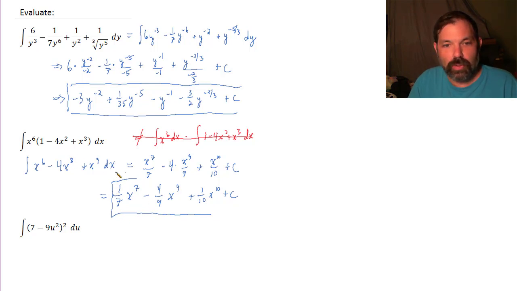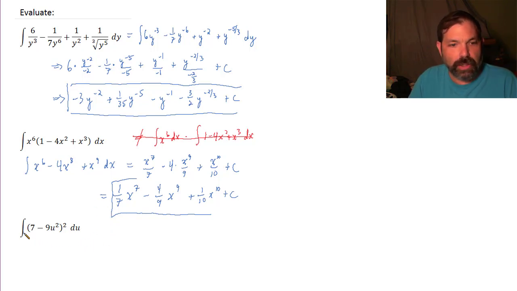Right, so notice when I first went through this exercise, I said, okay, the x to the sixth gives us 1/7 x to the seventh. The antiderivative is 1/7 x to the seventh. I went straight to that form just from experience. I've done this so many times. I know to write it like that.